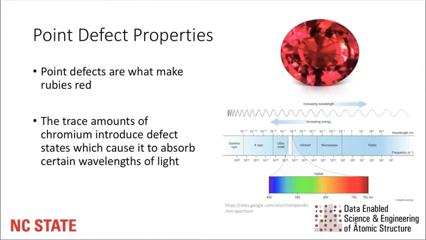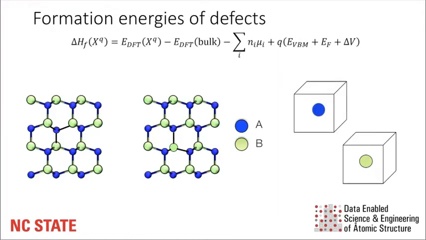One really interesting case in material science and how point defects make materials very interesting are rubies, because the trace amounts of chromium in aluminum oxide introduce defect states which cause it to absorb certain wavelengths of light. So this is what makes rubies red. And there are also many other cases where point defects introduce defect states that create properties that we might not see, but influences the performance of certain materials. And this is why we're really interested in getting into these using density functional theory, because we can target point defects individually.